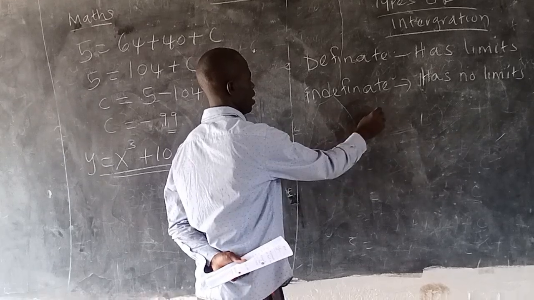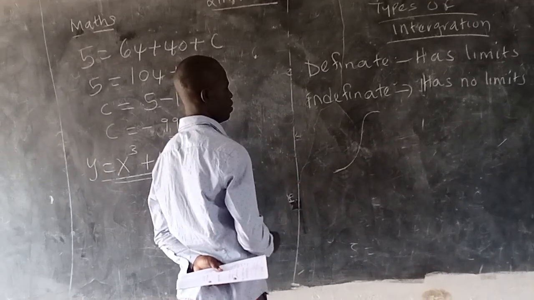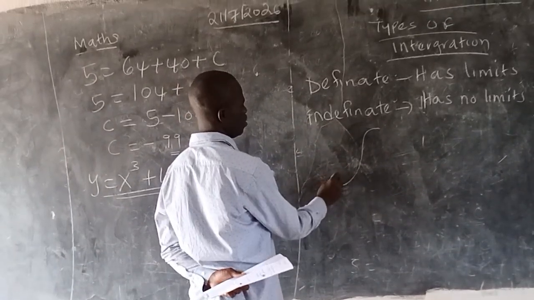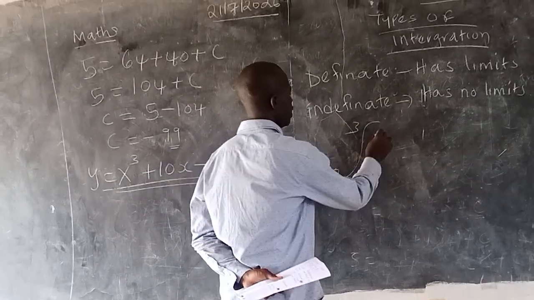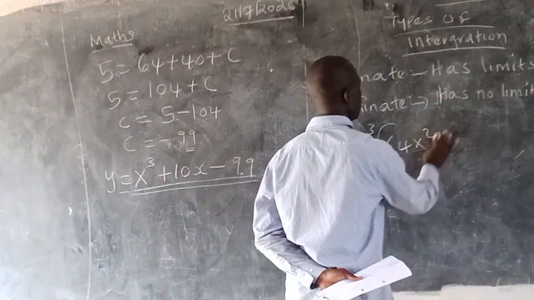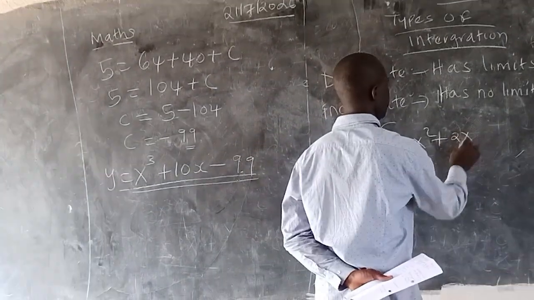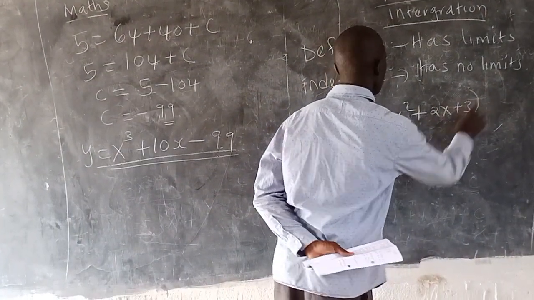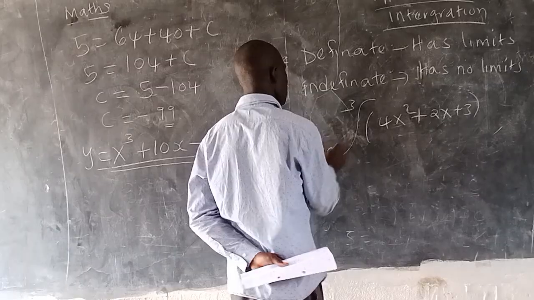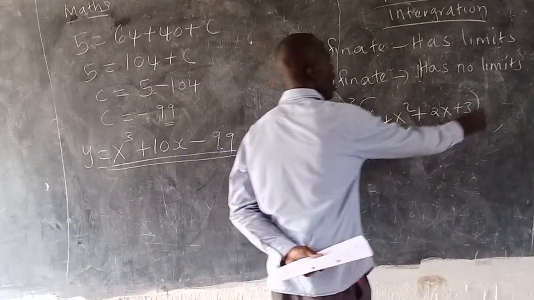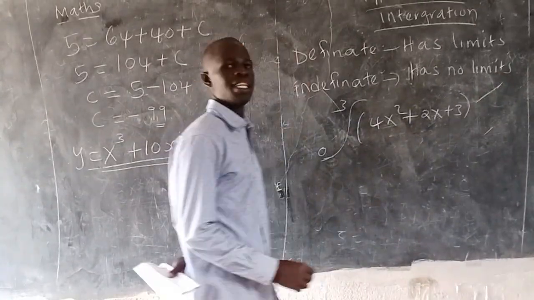When we talk about limits, for example, the symbol for integration is given like this. Then limits, for example, 0 to 3. Then you have 4x squared plus 2x plus 3. So if you integrate with the given limits, that's what we call a definite integral.